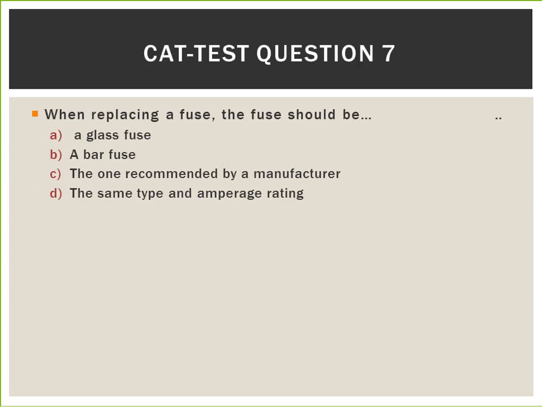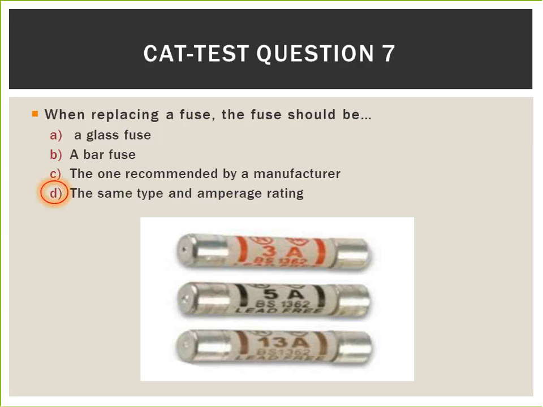CAT test question 7. When replacing a fuse, the fuse should be A, a glass fuse, B, a bar fuse, C, the one recommended by a manufacturer, or D, the same type and amperage rating. Answer D is the best answer here.